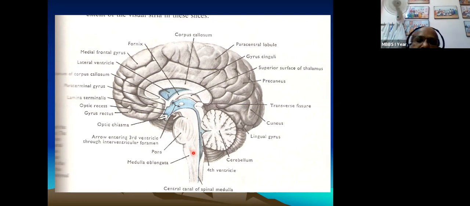Now another terminology I told you is brain stem. Your midbrain, pons and medulla form your brain stem.